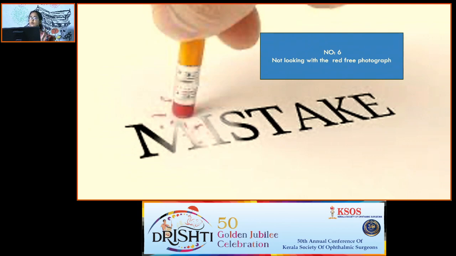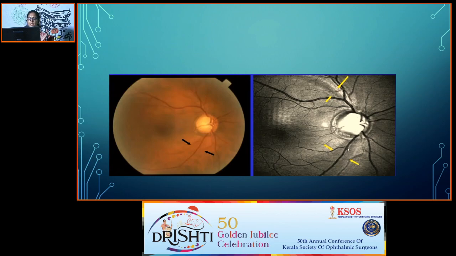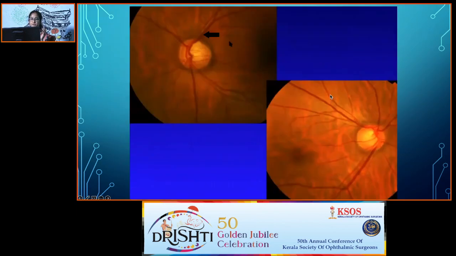Number six, not looking with the red-free photograph. That is a very bad mistake, because for beginners, detecting the RNFL defect with the fundus photo or fundus examination will be a little difficult. As you see in the picture, it will be difficult here, but for the expert it is easy. If you look carefully, you can see a superior notch, but when you examine under red-free light, you can see the wedge-shaped RNFL defect.